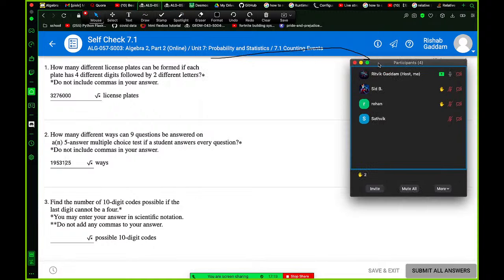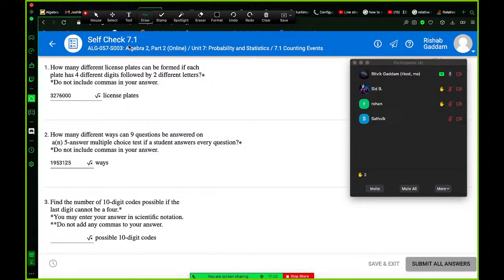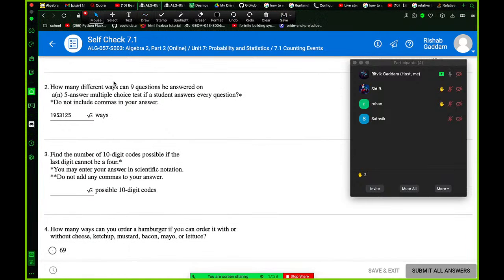If the last digit cannot be 4, then clear the screen. Okay, so find the number of 10 digit codes possible if the last digit cannot be 4. So this question goes to Satvik. Do you want to do this one? Sure, yeah. I'm just gonna think about it and answer, okay? Okay.